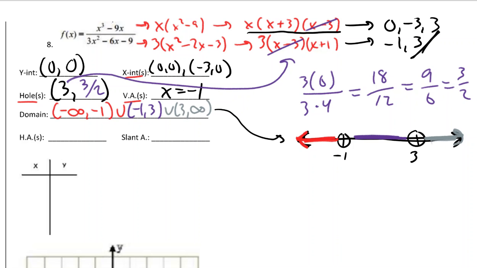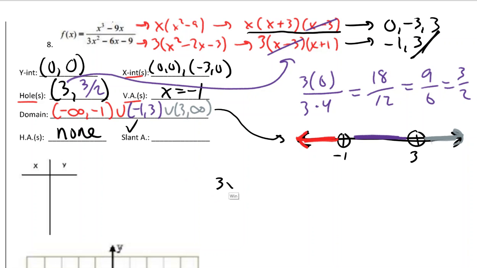Okay, horizontal asymptote, you have to compare the degrees. If the degree of the denominator is bigger, it's y equals 0. If the degrees are equal, you do leading coefficient over leading coefficient. But if the degree of the numerator is bigger, then you don't have one. And a slant asymptote only exists if the degree of the numerator is 1 bigger than the degree of the denominator, which is true in this one.